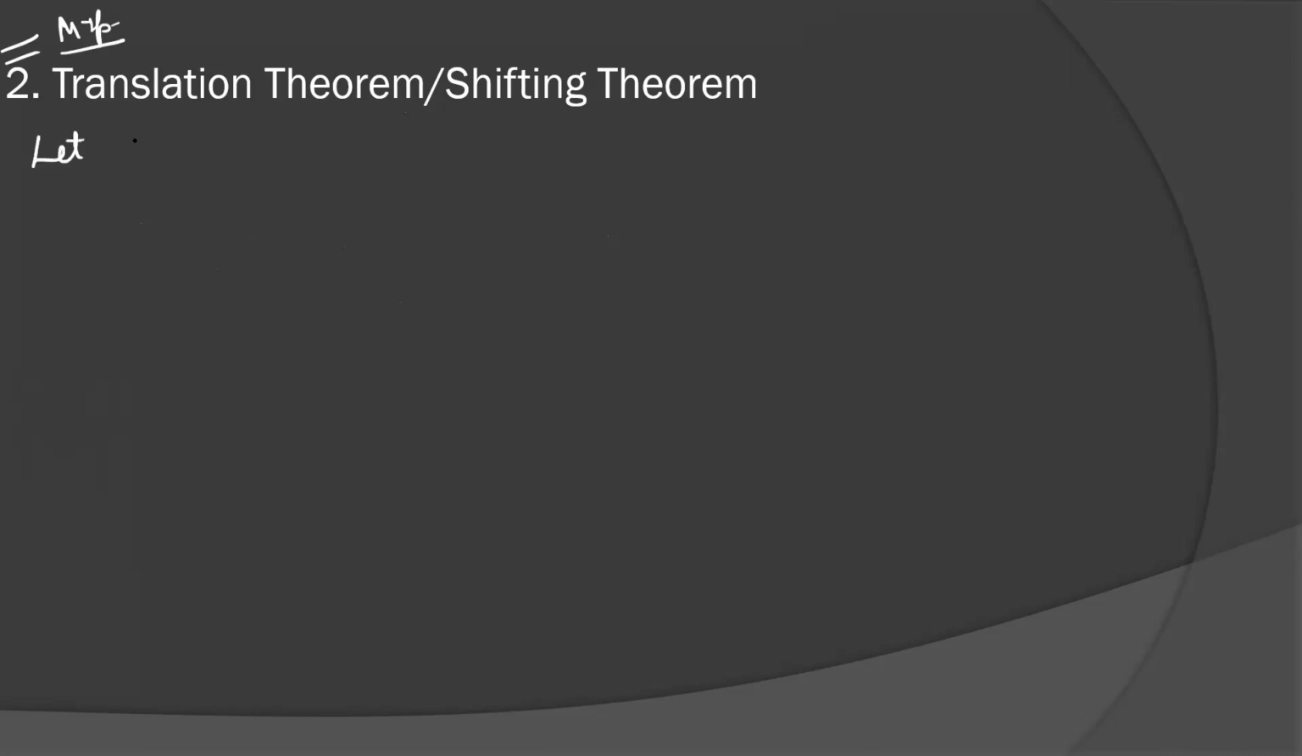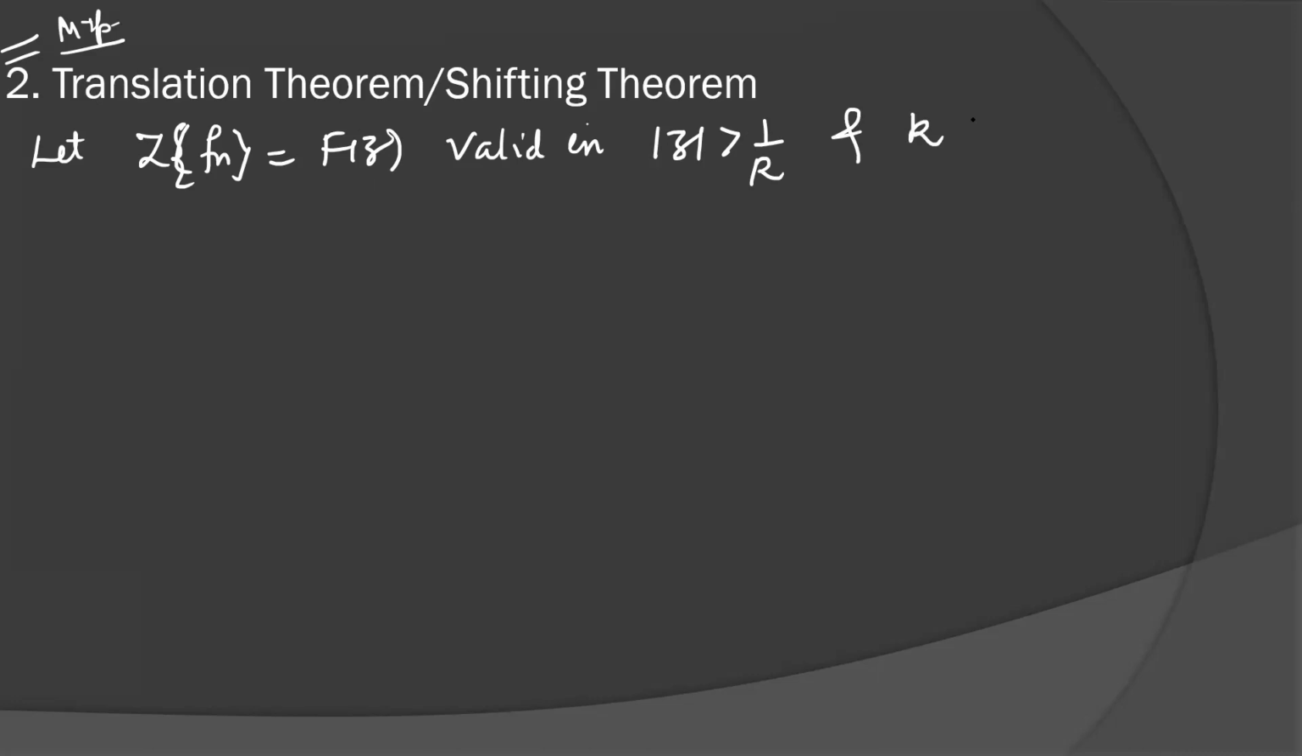Let the Z transformation of the Fn sequence be Fz, valid in a region of convergence mod z greater than 1 over R, and k is any positive integer. I plus means positive integer. Remember, k cannot be negative.